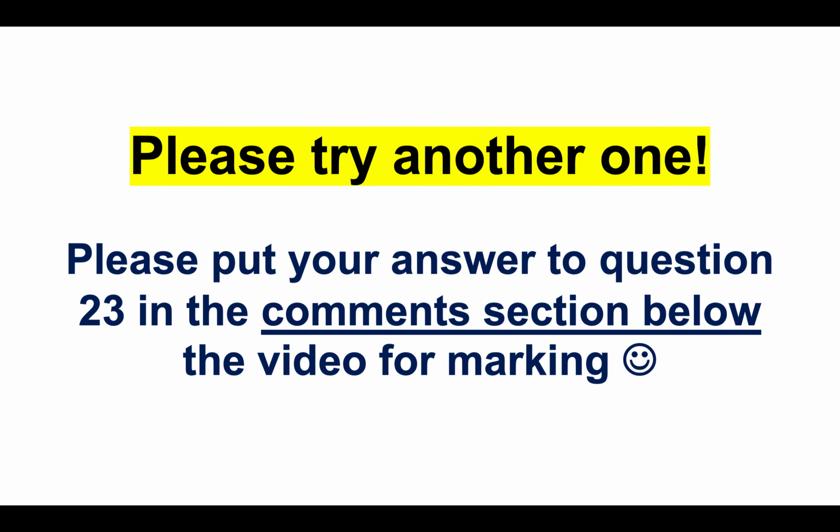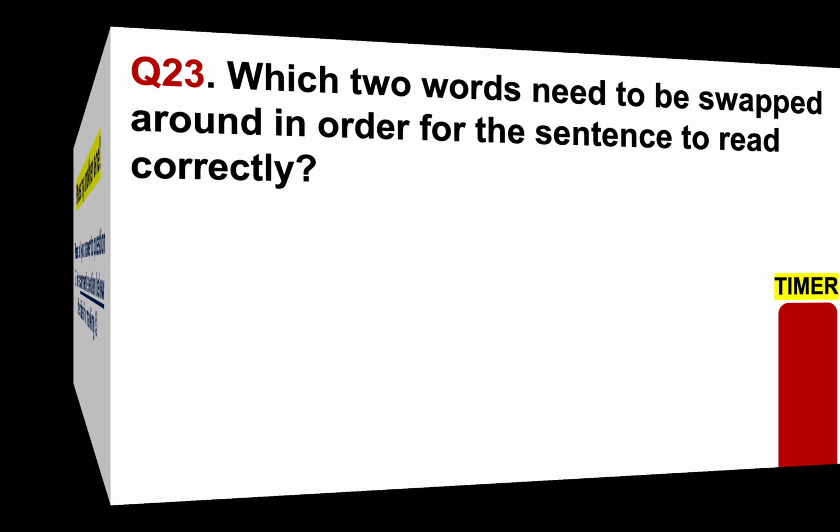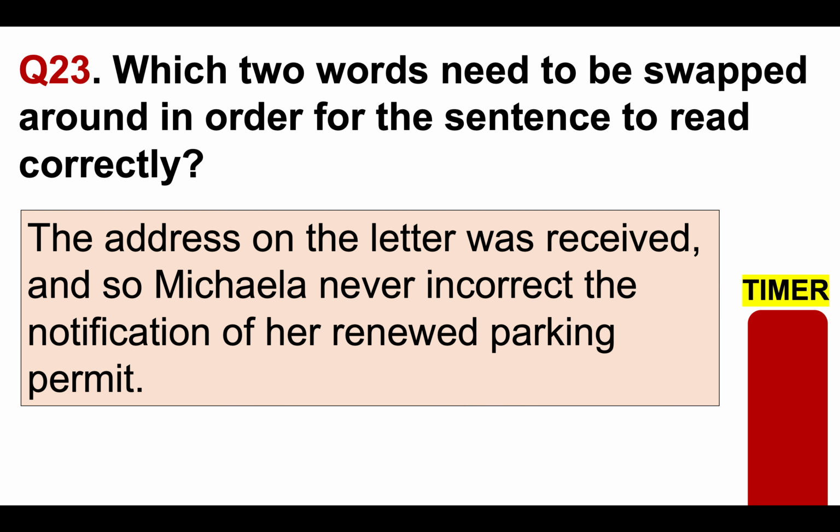Brilliant stuff. Please try another one. Again, put your answer to question 23 in the comments section below. Which two words need to be swapped around in order for the sentence to read correctly? The address on the letter was received and so Michaela never incorrect the notification of a renewed parking permit. Which two words do you need to swap around? Here we go.